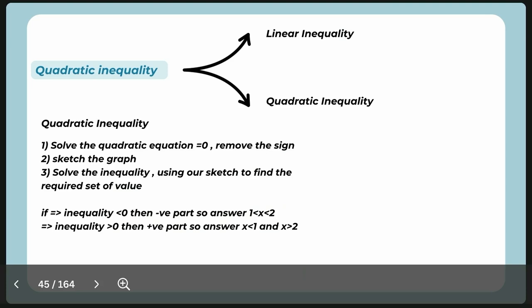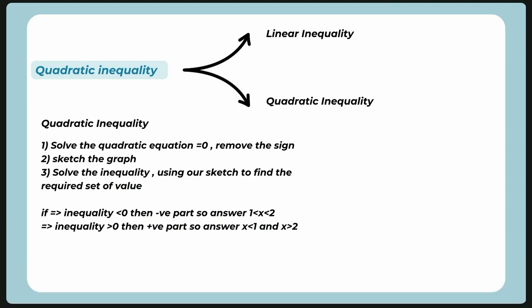Okay? Then to solve inequalities, we have two types, linear inequalities and quadratic inequalities. To solve quadratic inequalities, there are three main steps. First, set the quadratic equal to 0, removing the inequality sign. Then we sketch the graph of this function. Then we solve the inequality using our sketch to find the required set of values. So if your inequality is less than 0, then it's the negative part, so the answer is in between 1 and 2. If your inequality is greater than 0, it would be the positive part, so the answer would be x less than 1 and x greater than 2.